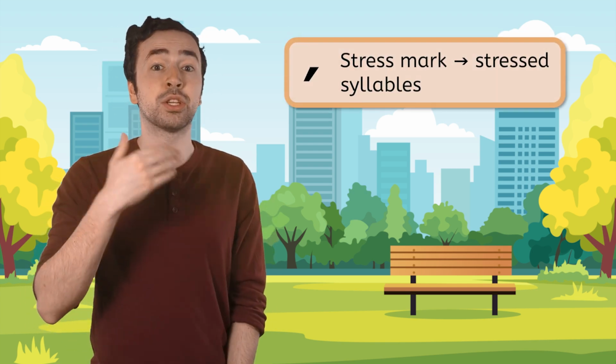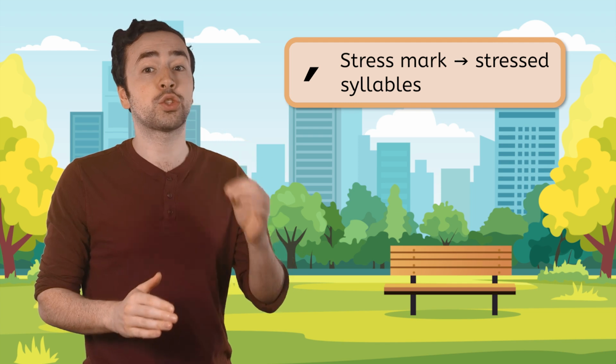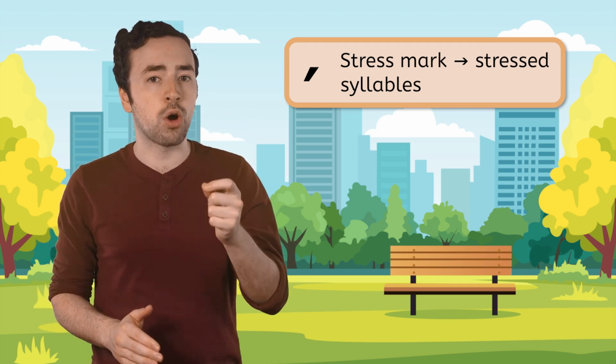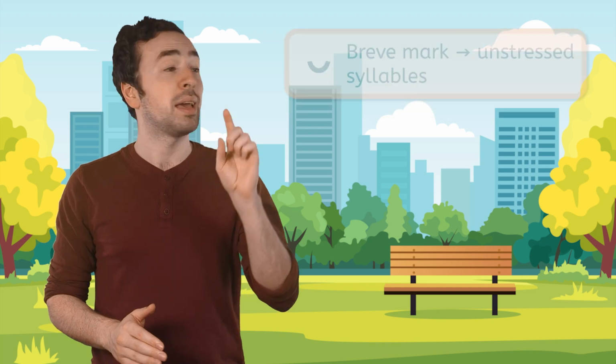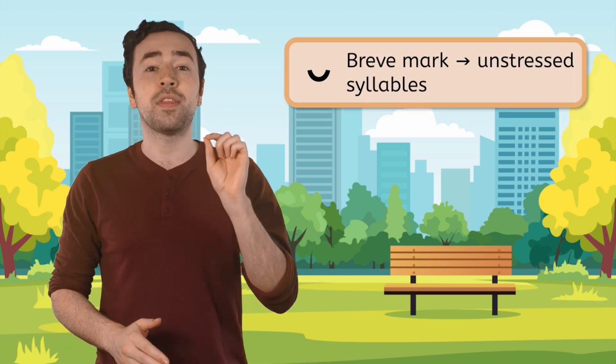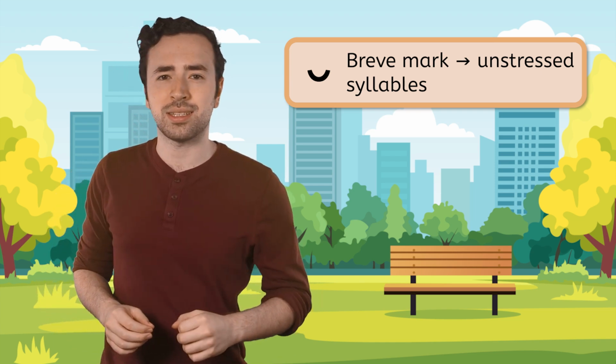Whenever we annotate the meter in poems, we use two symbols. This is the stress mark. It looks like a small slash, and it goes above stressed syllables, the sounds that are a little louder and stronger when you say them. And this is the breve. It's a tiny U shape that marks the unstressed syllables, the quieter, less emphasized sounds.